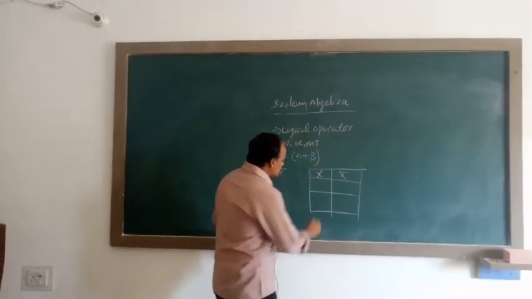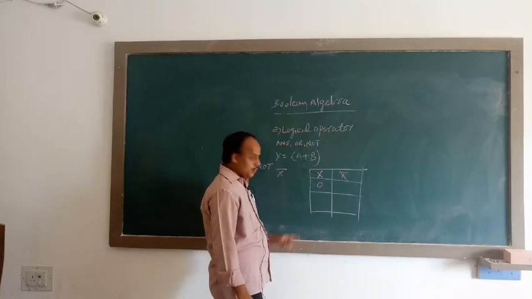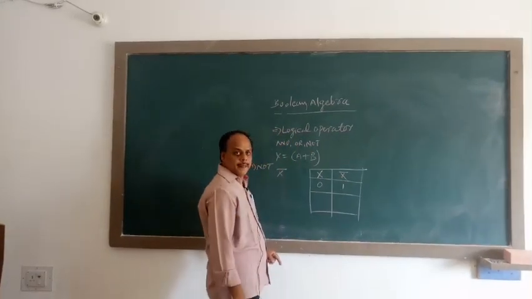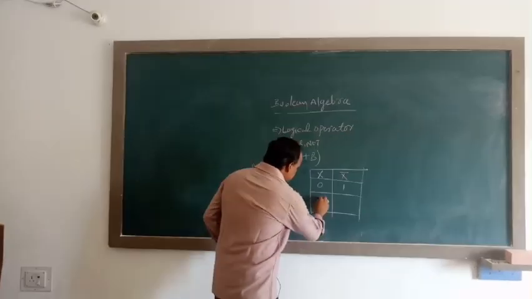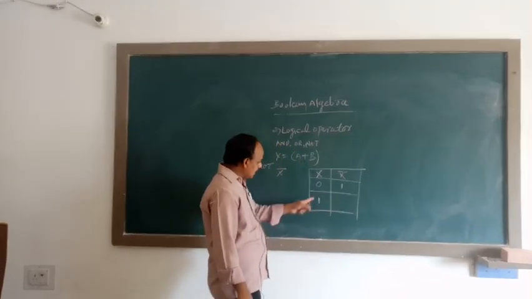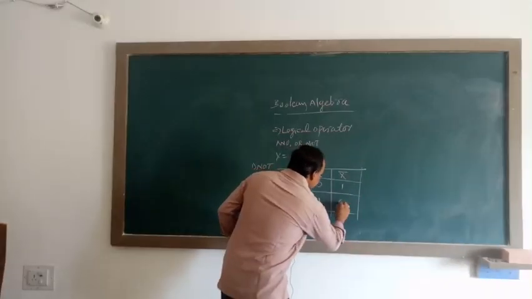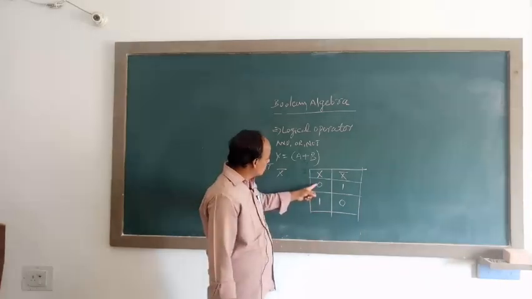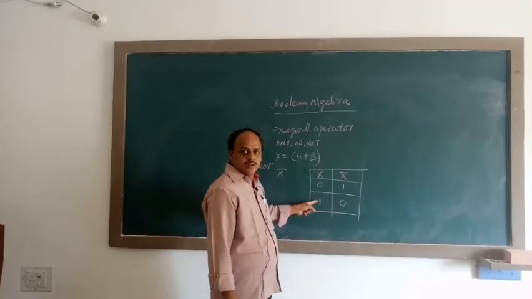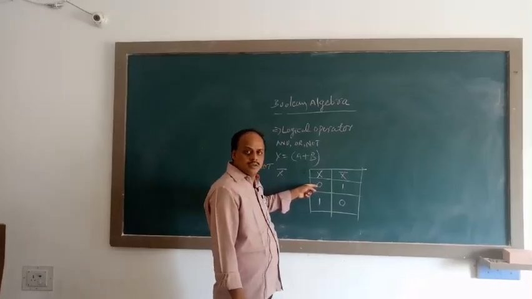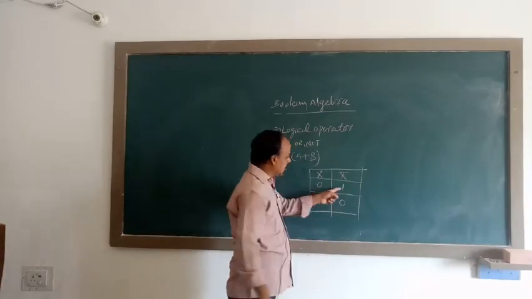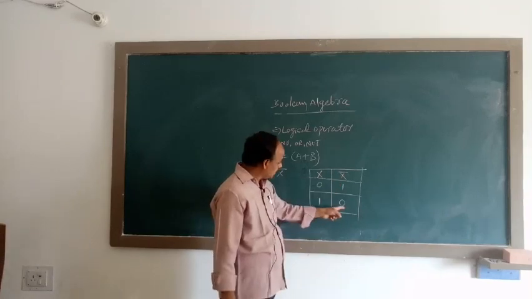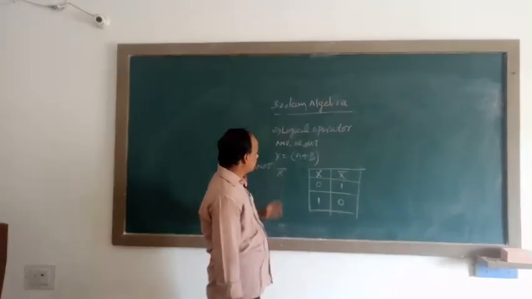If the x variable has value 0, when it undergoes NOT operation we get the result as 1. If the x variable has value 1, when it undergoes NOT operation we get 0. Because in binary we have only two values, 0 and 1. If the value is 0, NOT gives 1. If the value is 1, NOT gives 0. This is what the NOT operation is.